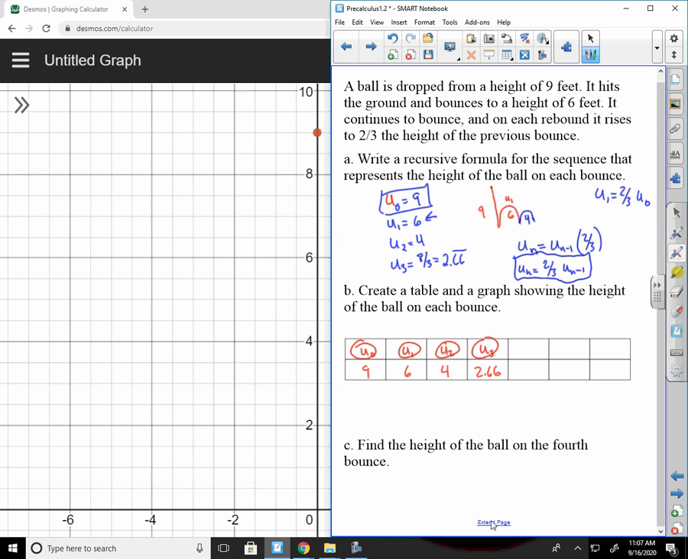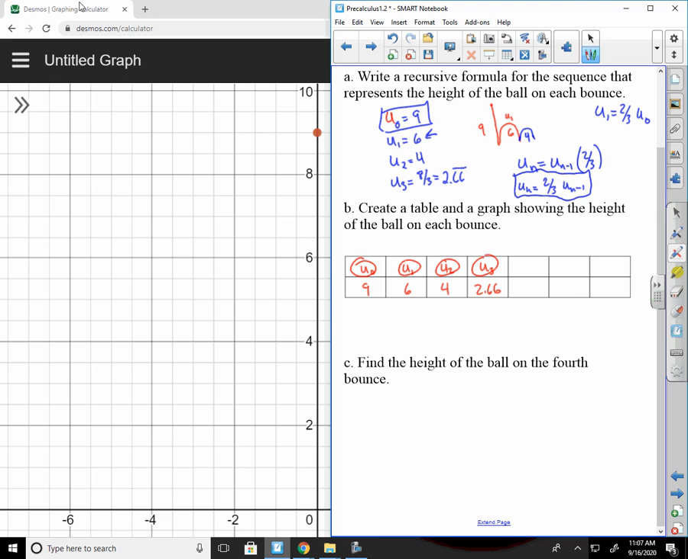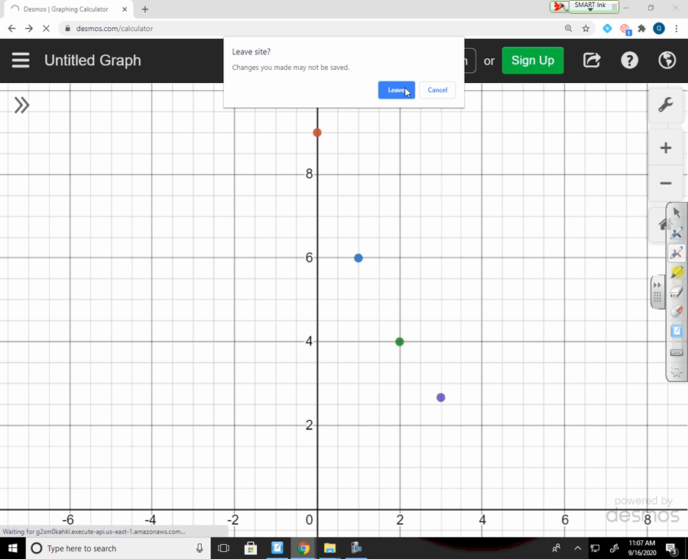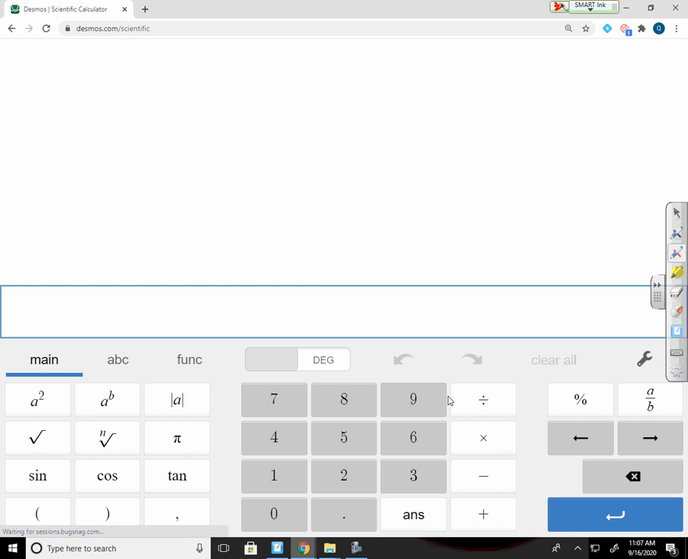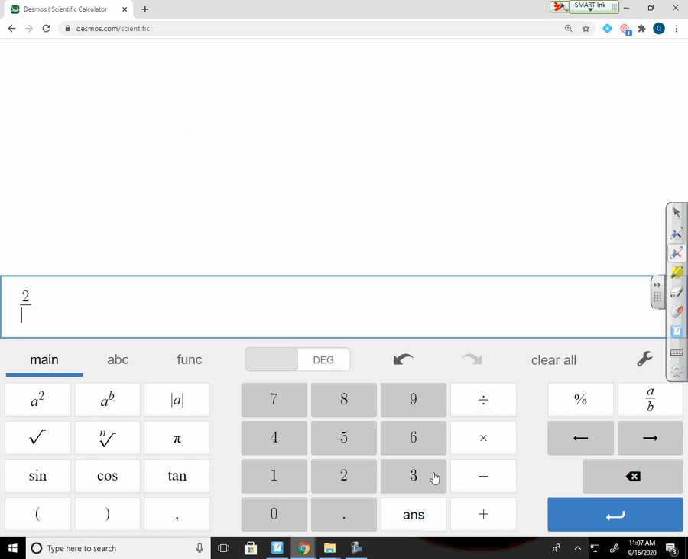We can actually do the calculation. And we can do it right here in Desmos. Just go to Math Tools and Scientific Calculator. And I can do 2 divided by 3 times. Now look, it put the times in the bottom. So push backspace, push the over arrow, and then times. And then I'll do 8 divided by 3. So that's taking my 2/3 times my u sub 3 to find u sub 4.